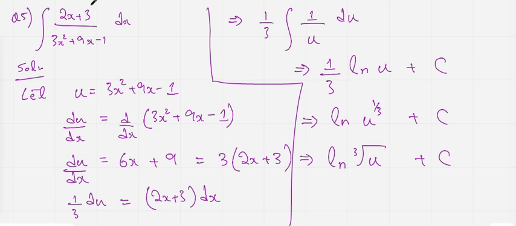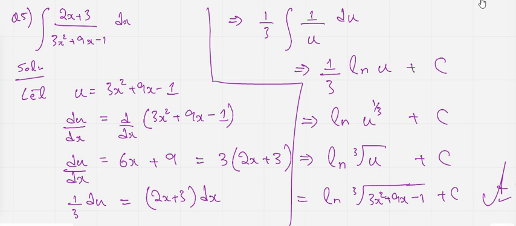Now restore. So it is finally ln of your 3x square plus 9x minus 1 plus c. This is the answer of this integral with the help of your u-substitution. I hope it's clear. Now let's see one last example, then we are over this class.